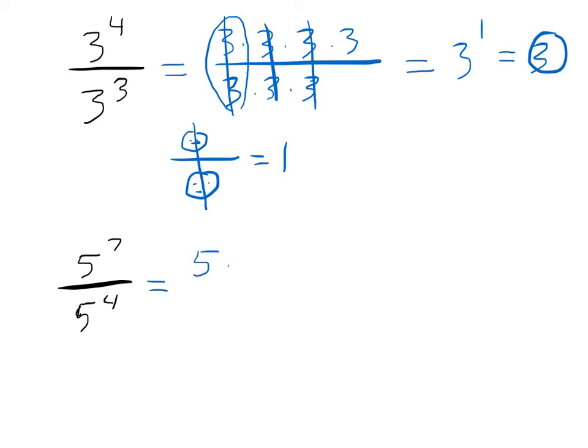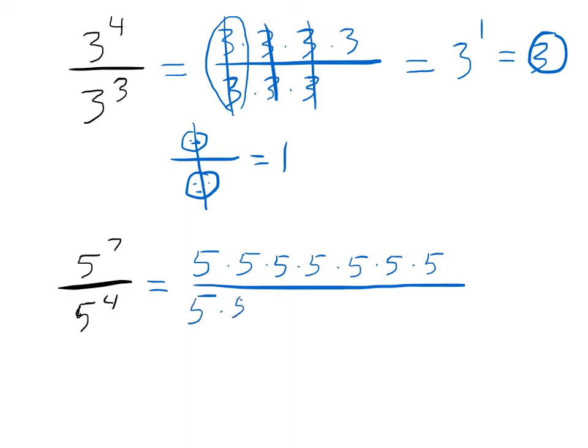Okay? Let's do the same thing with 5. Let's write it out, and again you have that middle box to write this out. It's 7 5s over 4 5s. What happens with 5 over 5? Cancels, cancels, cancels, cancels. These don't cancel, there's nothing on the bottom for them to cancel with. So what's left is 5 times 5 times 5. Another way to rewrite 5 times 5 times 5 is 5 to the 3rd power.